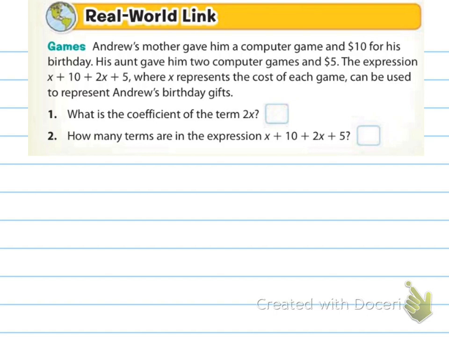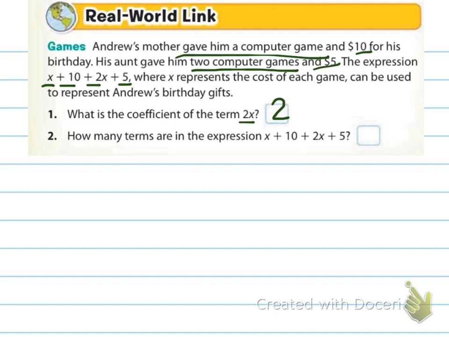So we've got, this is the computer game that Mom gave him. And here's the $10 that Mom gave him. Then here's 2 of the computer games that Aunt gave him and the $5 that Aunt gave him. Now, if I were putting these together, what is the coefficient in the term of 2x? The coefficient is the number 2.